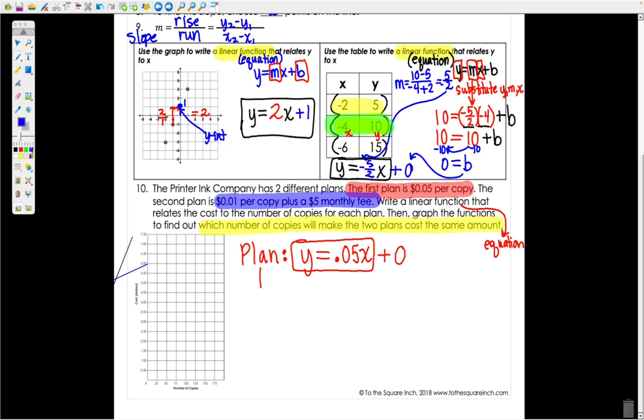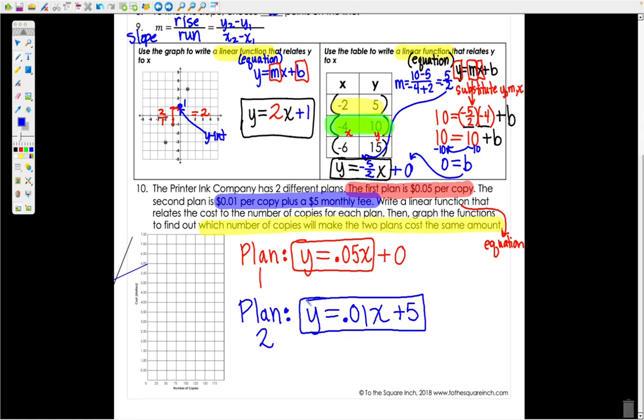Now I'm gonna do plan 2. We're gonna write our y equals, and skip to write an x. Now let's figure out our m. Remember, the m is the rate, the slope. So look at your problem. What's my rate? 0.01, which is 1 penny. That is my rate, but where are we starting from? What is my b? 5. So this one is plus 5. You have just successfully written the two equations that represent the word problem.